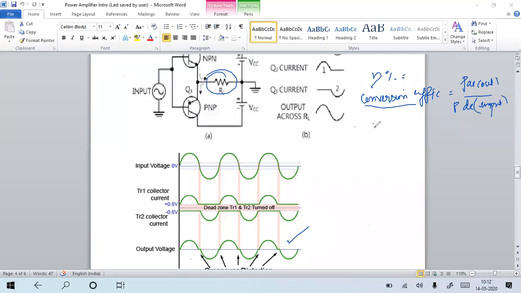So how can we calculate AC power? AC power is alternating current, so we notate it with the help of the RMS value. So we can say V_RMS times I_RMS. This is the AC power. Finally, we can write V_m I_m by 2, correct?